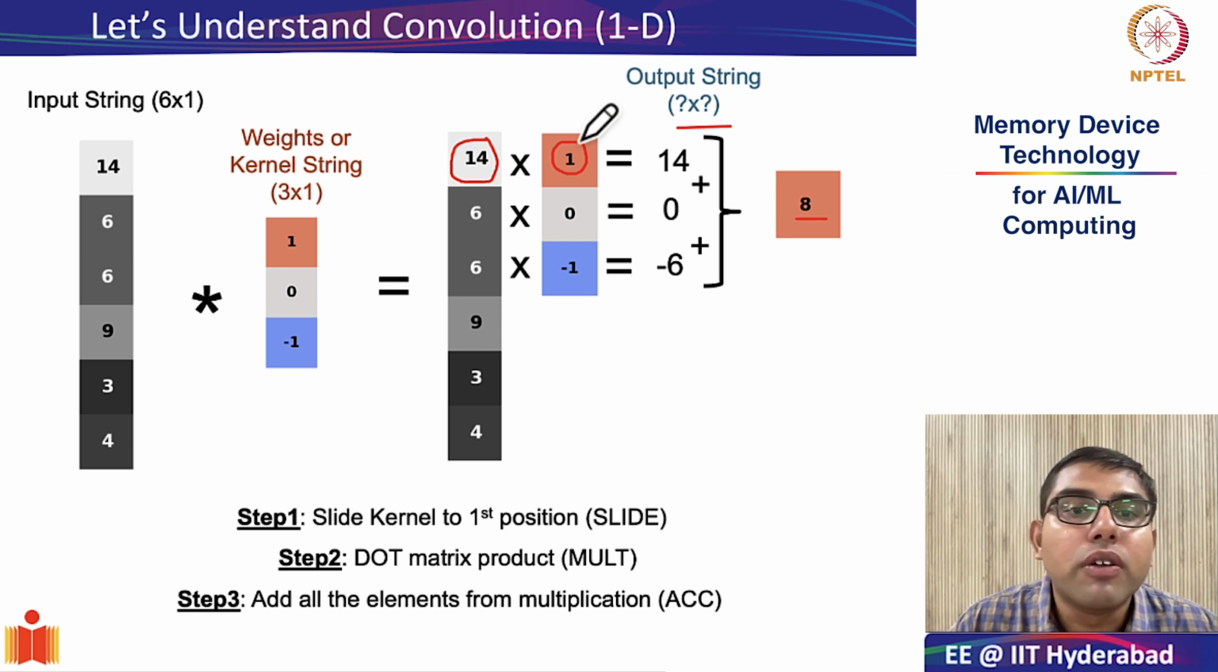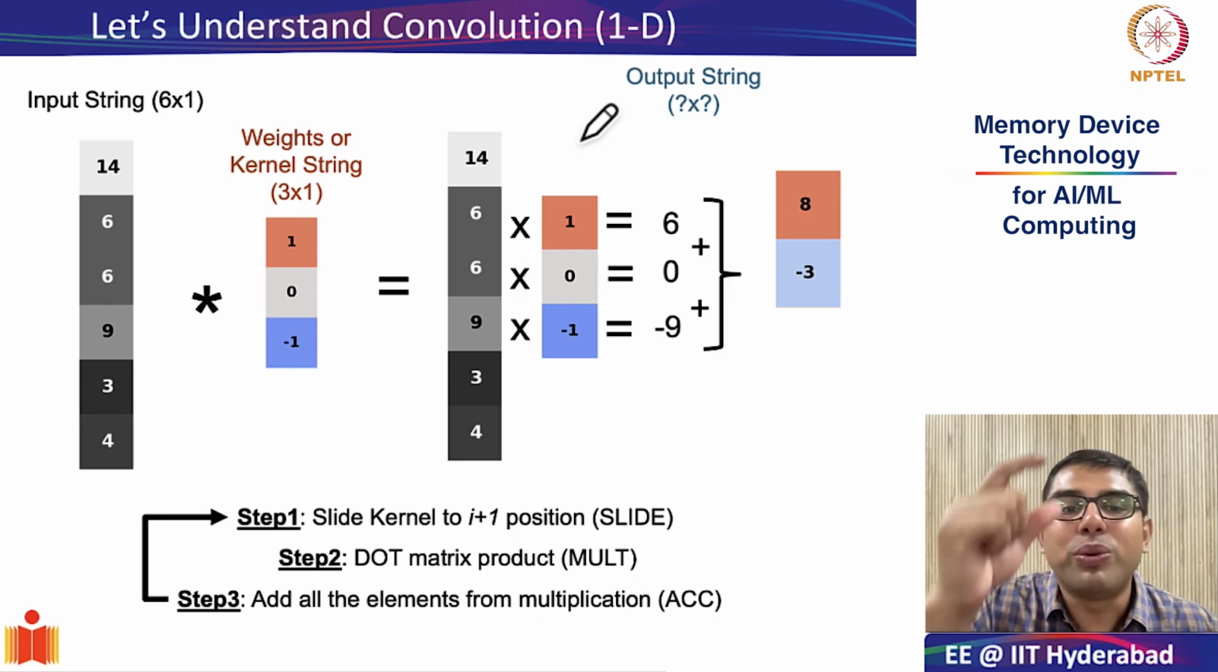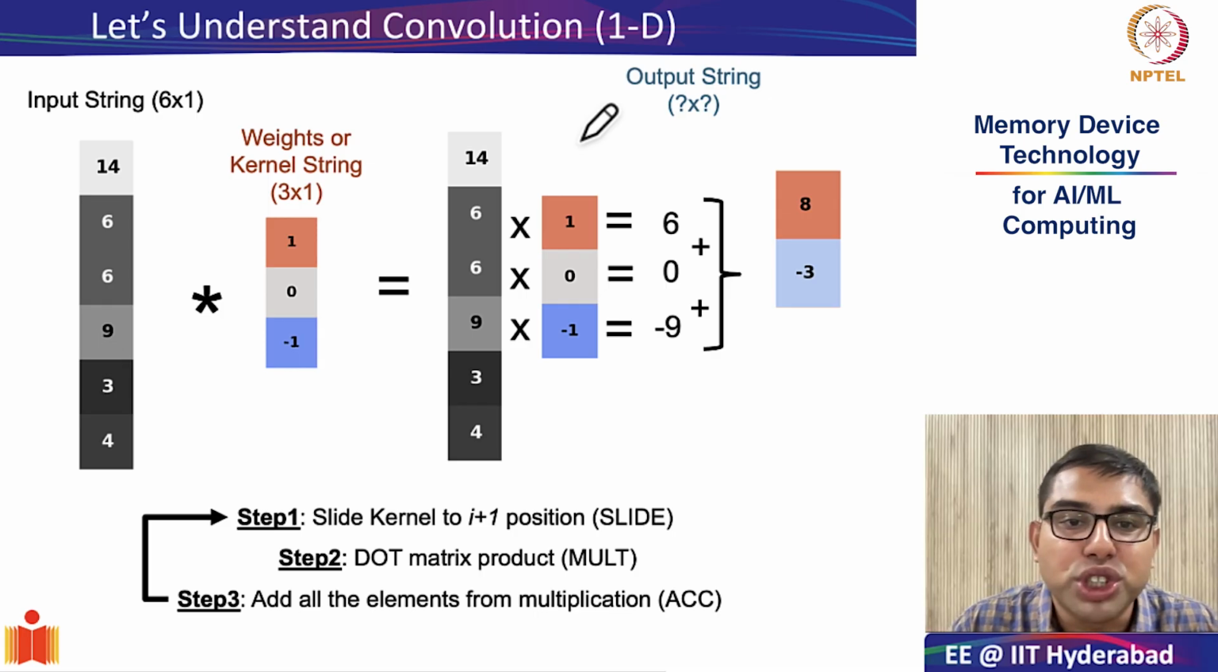So this is the first step. How do we proceed next to get a string? This is just one number, the first element of the string. To get the next element of the string, we go back to step number 1. But now what we do is we slide the kernel to the next position.